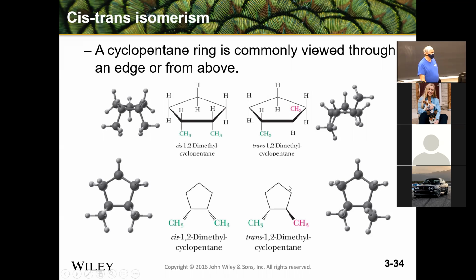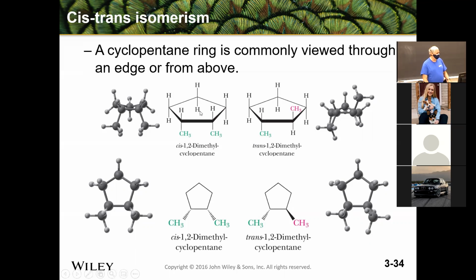Okay, so here we have cis and trans 1,2-dimethyl cyclopentane. These are not constitutional isomers because the methyls in both of these structures are on carbons 1 and 2. If we had 1,1-dimethyl and 1,2-dimethyl, those would be constitutional isomers. These are geometric or cis-trans isomers.